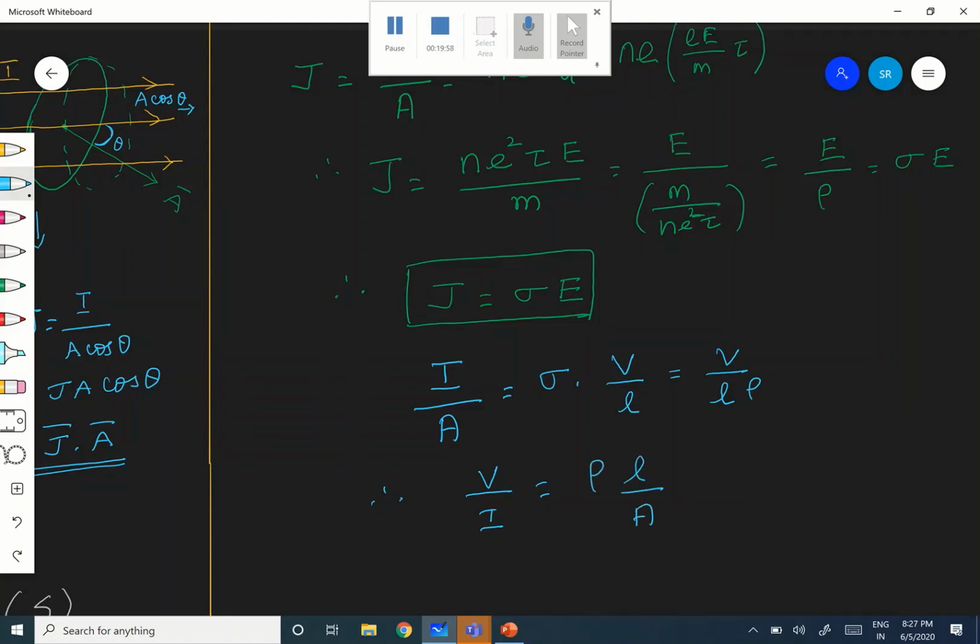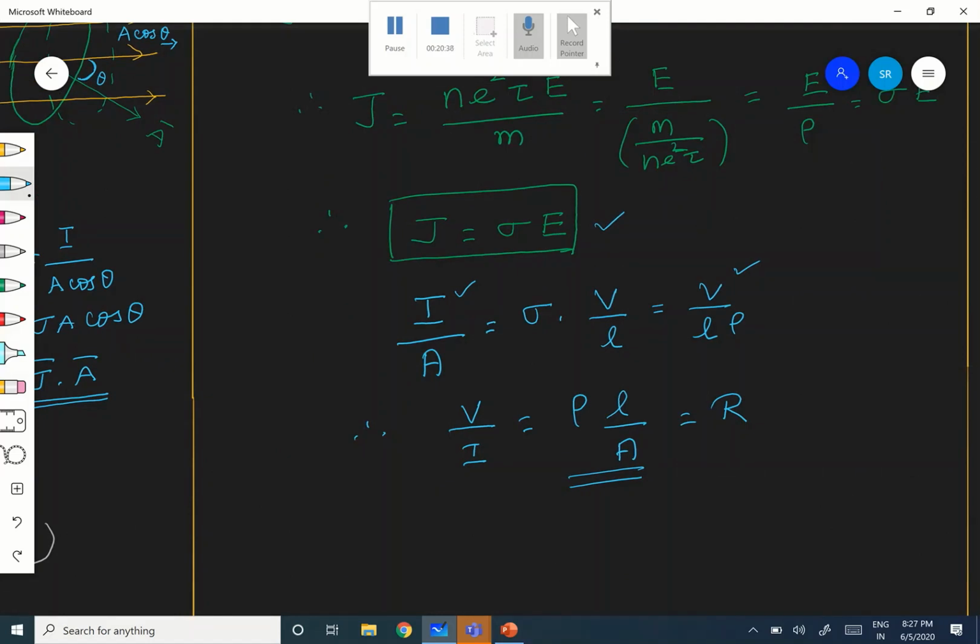Are you following or not? See, I by A is equal to V by L into 1 by rho. Therefore, V by I is equal to rho into L by A. That is nothing but your resistance. V by I is equal to R. Are you following now? So we started from J is equal to sigma E. Also J is I by A, and E is V by L. Therefore, from that you are bringing it to Ohm's law, correct? V by I is equal to rho into L by A, and rho into L by A is nothing but R.